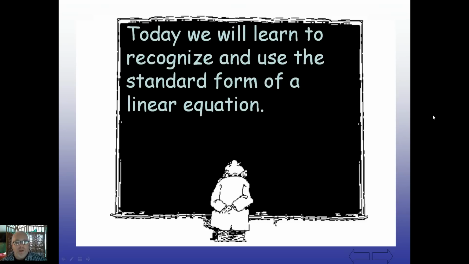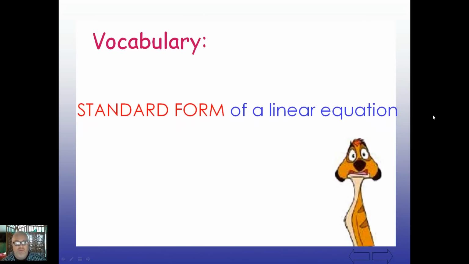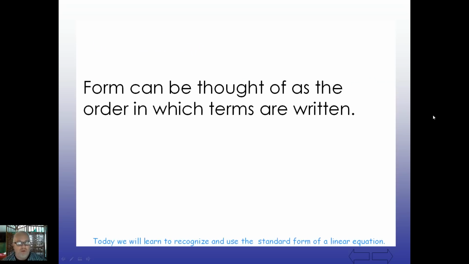Alright, today we're going to learn to recognize and use the standard form of a linear equation. So our vocabulary for today is just what we said, the standard form of a linear equation. You're going to see some things in red. I would strongly recommend that you write them into your notebook so you can refer to them later, and they're easy to come by if you have them right in front of you.